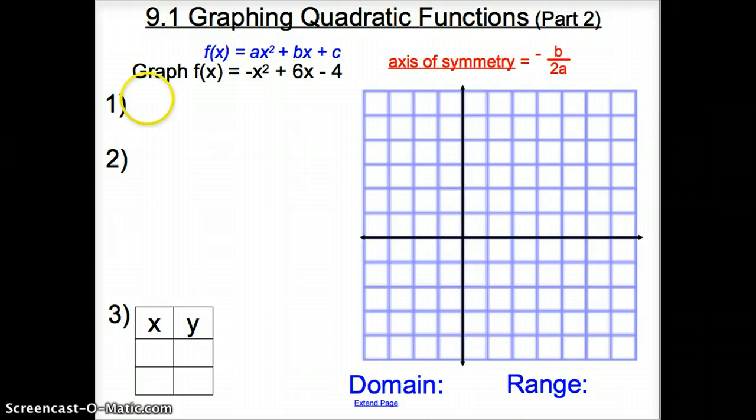We had to figure out what A and B are. So A is what's in front of your x squared term. Your A is going to be a -1. Your B is a +6, whatever is attached to your x term.